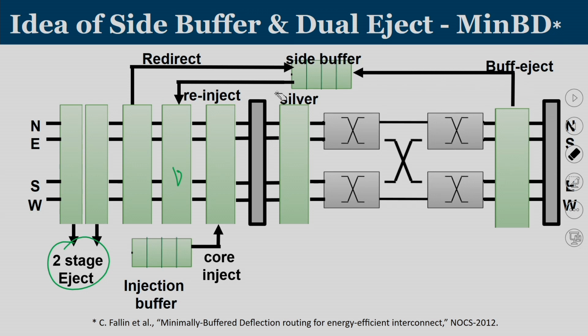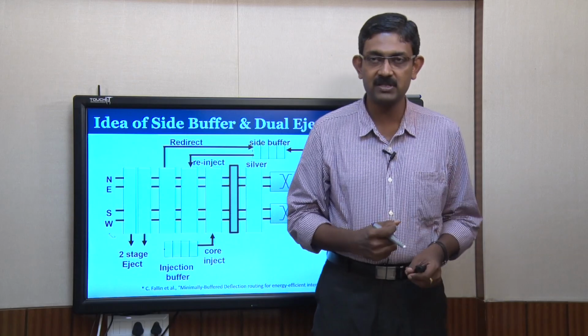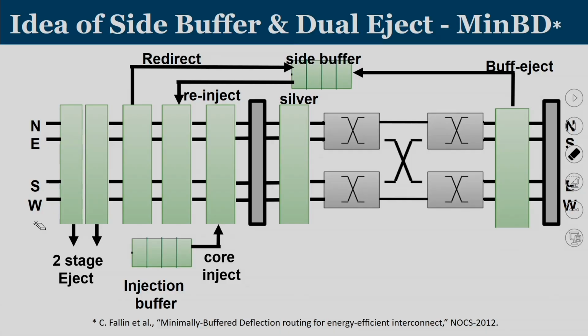On top of the conventional CHIPPER router, there are a few more architectural enhancements that are added. Basically, the first one is the dual ejection unit. Second, you have a side buffer, a unit to feed data into the side buffer and a unit to take data from the side buffer. And the third one is the silver flit priority mechanism.